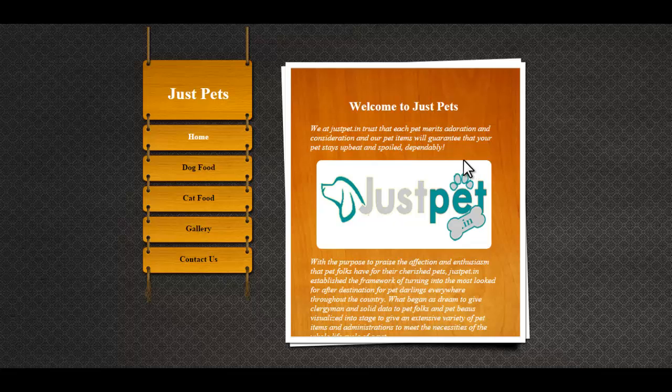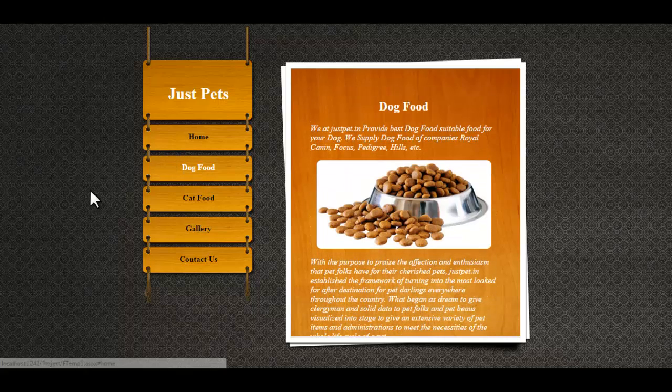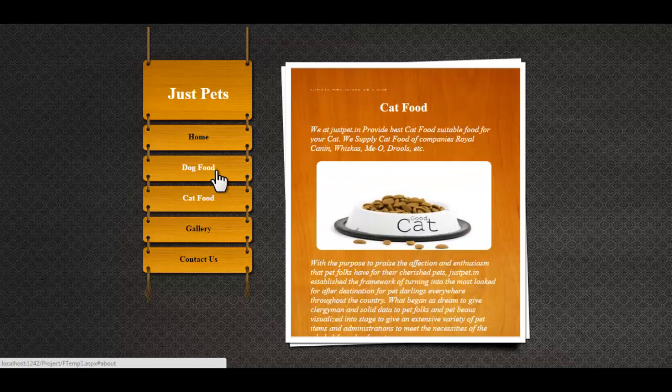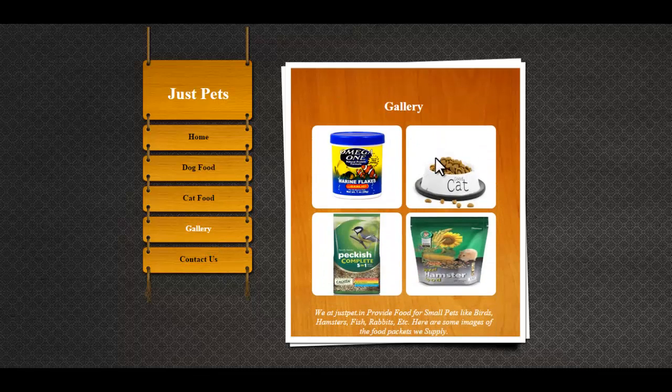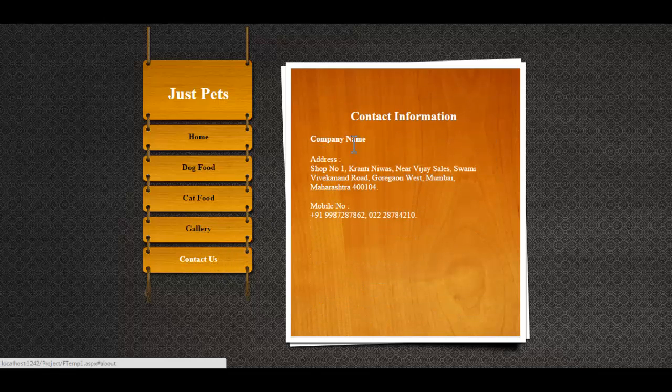So as you can see, our template is ready, and this is the homepage dog food which we place as home page 1, and this is the cat food which we place as page 2. So let's see the dog food page. You can see over here your images has been uploaded, your data has been uploaded. So next is cat food, and let's see the gallery module. So these are the images which you uploaded and your data over here. And finally the contact us form. So your address and your phone number has been uploaded.